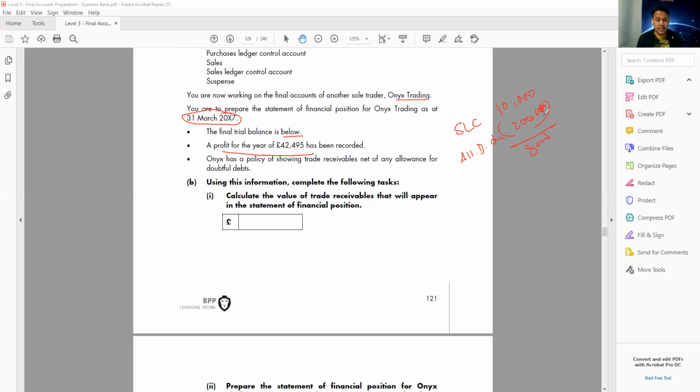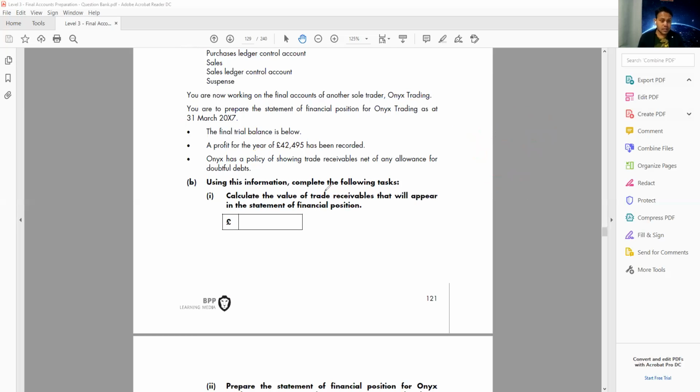So sales ledger control, that means total credit customer balance, total receivable balance, minus allowance for doubtful debt. That will give me the net figure. This one I'm going to show on the statement of financial position. This is my policy. All right, so that's not a problem.